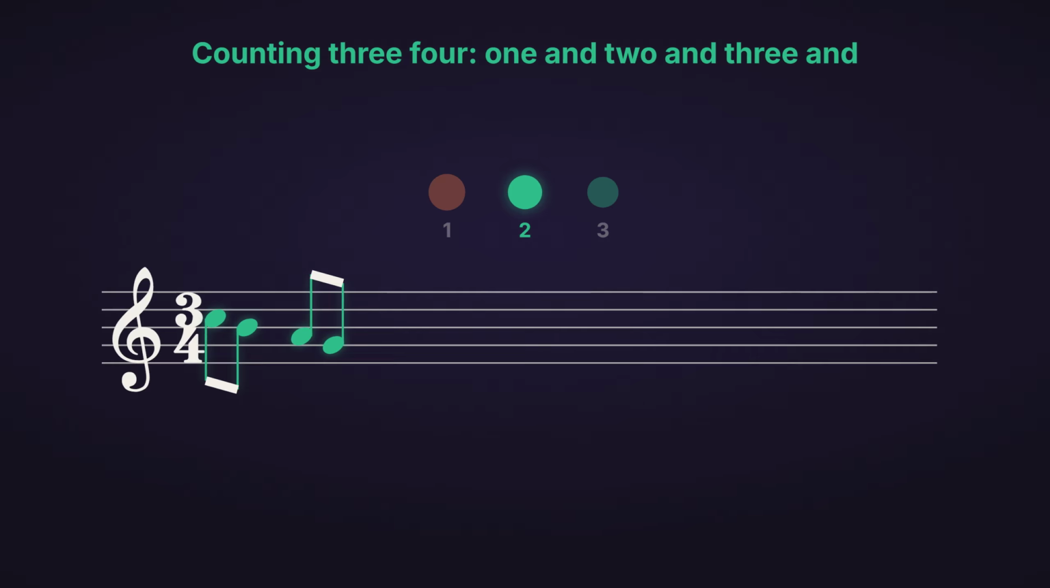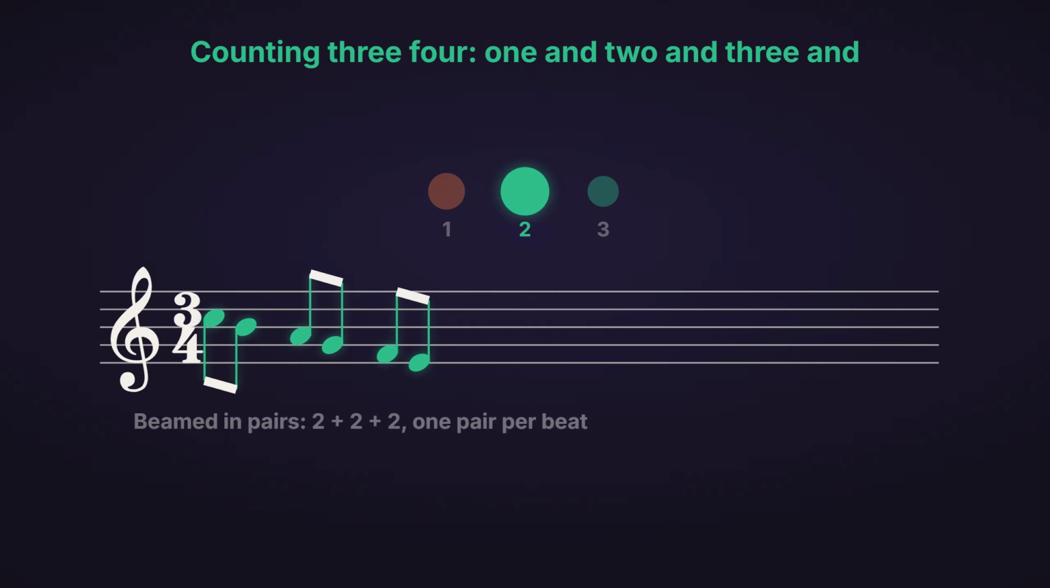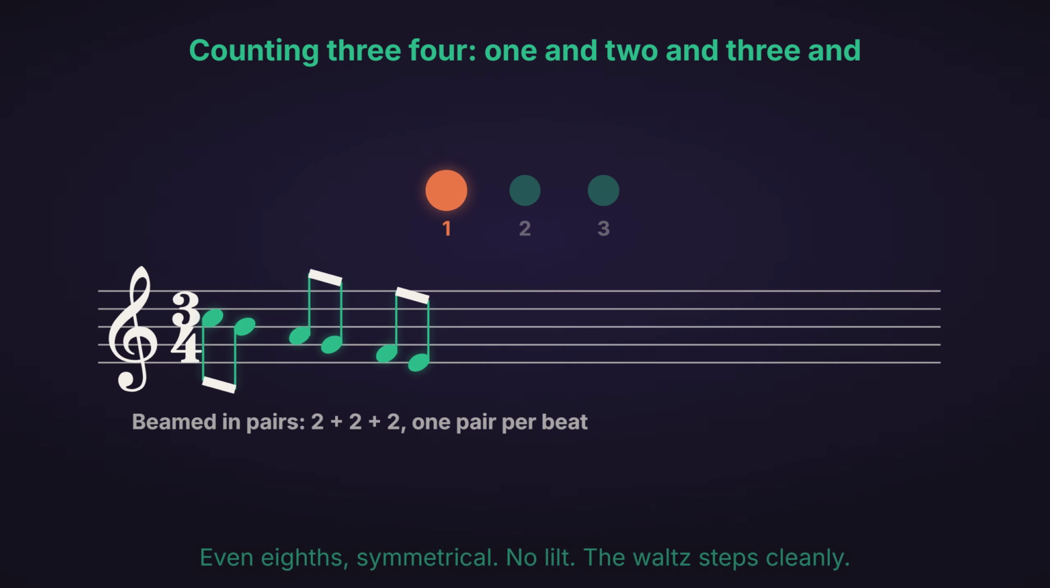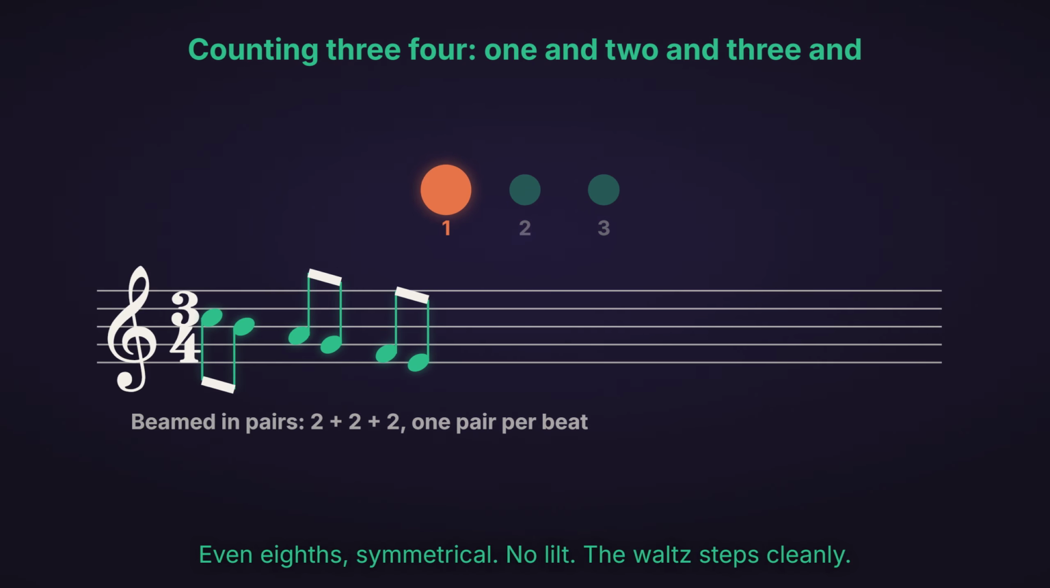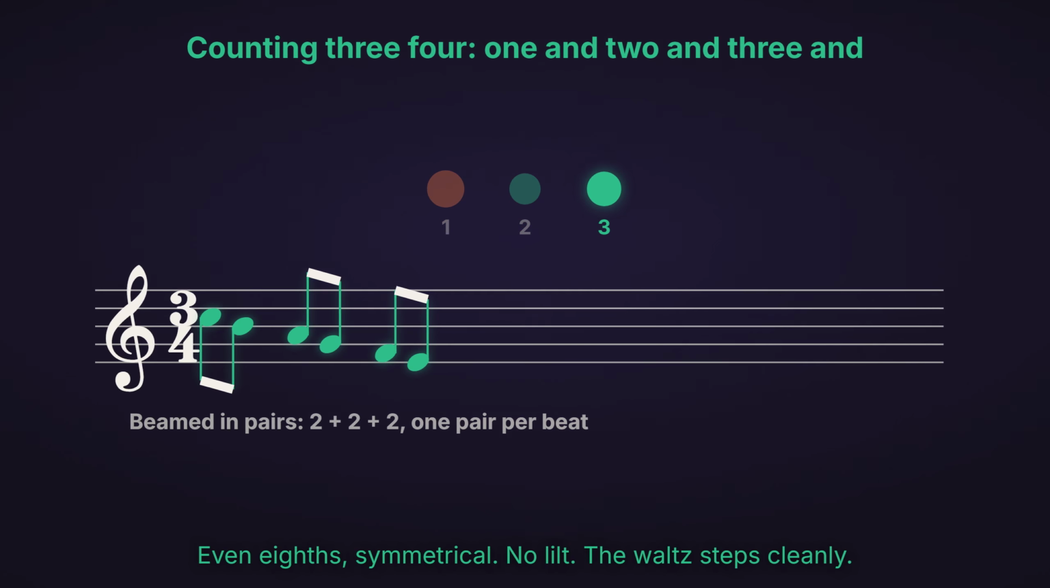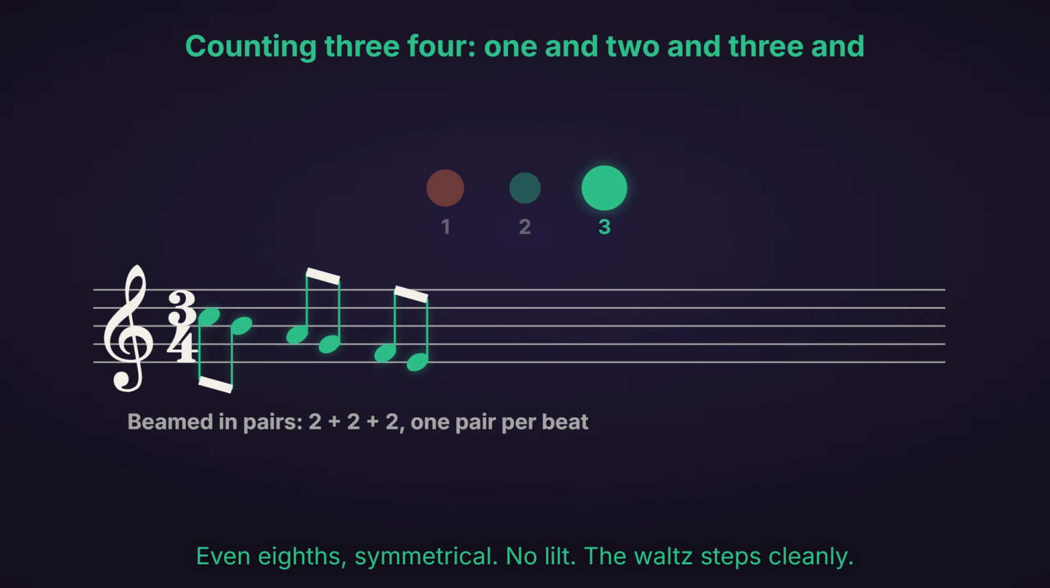Put that bar on a staff and you beam the eighth notes in pairs, the first 2 together, the next 2 together, the last 2 together. 2 plus 2 plus 2. That beaming is a direct picture of the structure. 3 beats, each one cut in half. The beaming on a written page is not decoration. It is a map of the beat groupings. When you see a pair of eighth notes joined by a single beam, you are seeing one beat split in 2. That visual grouping matches exactly what you feel when you tap.